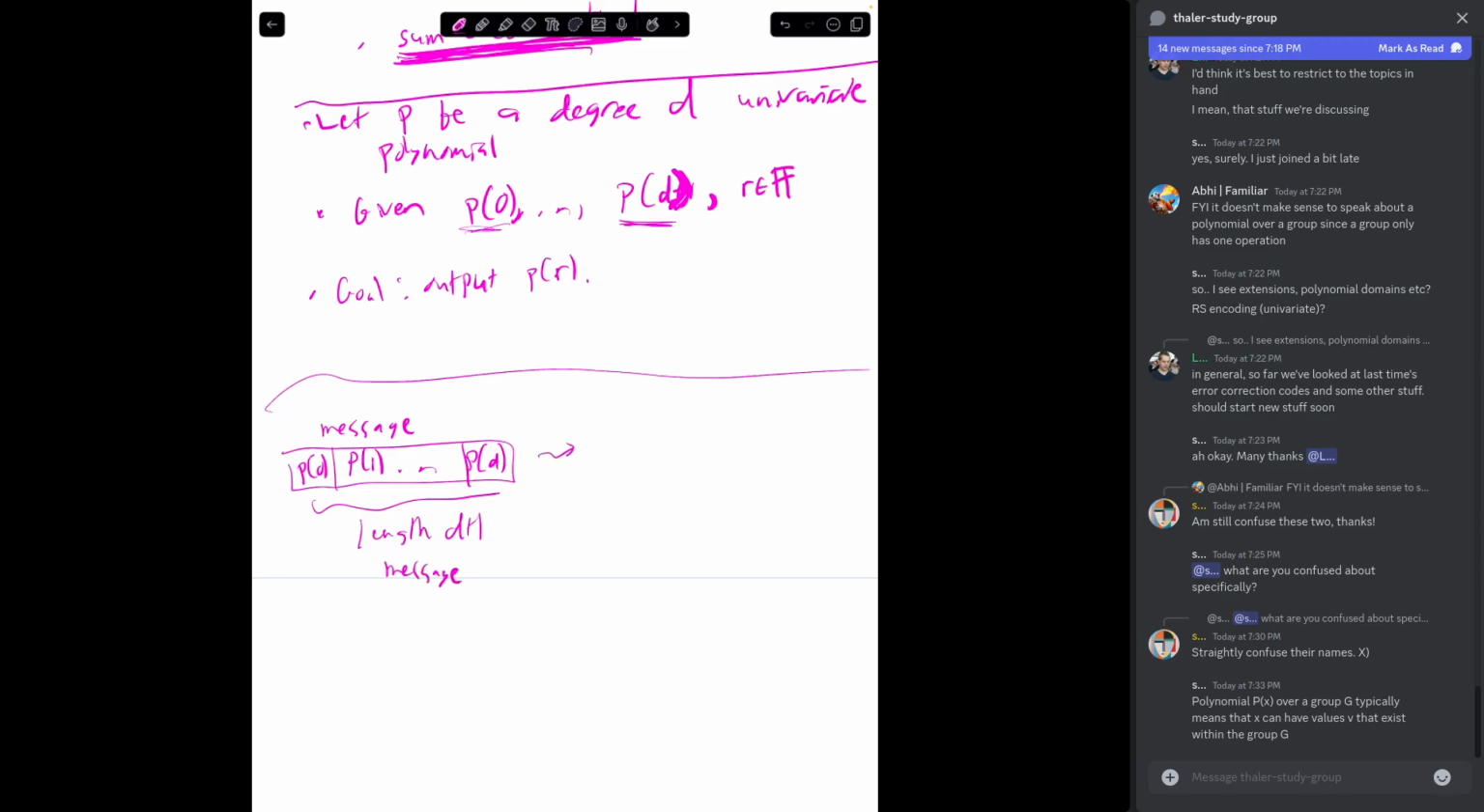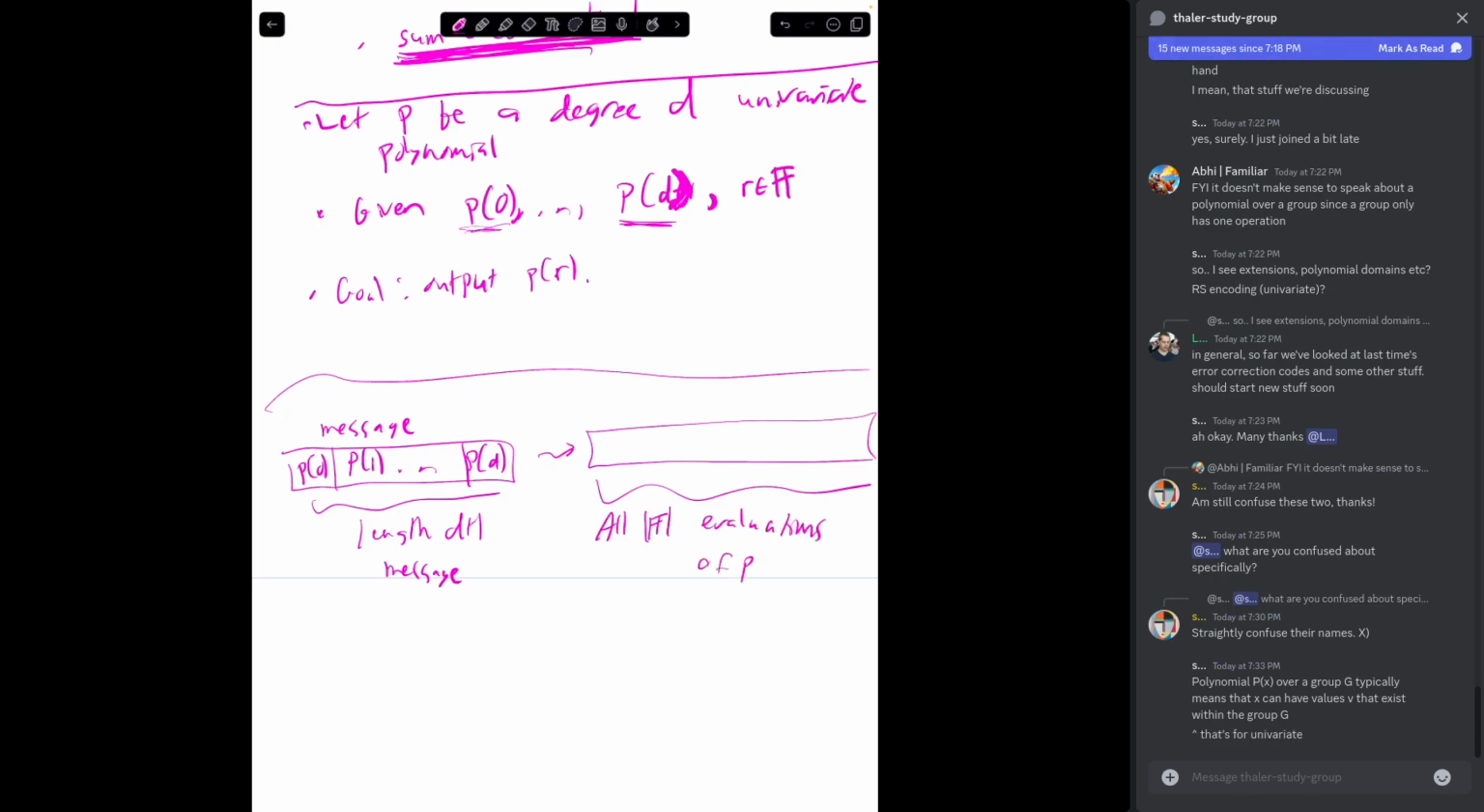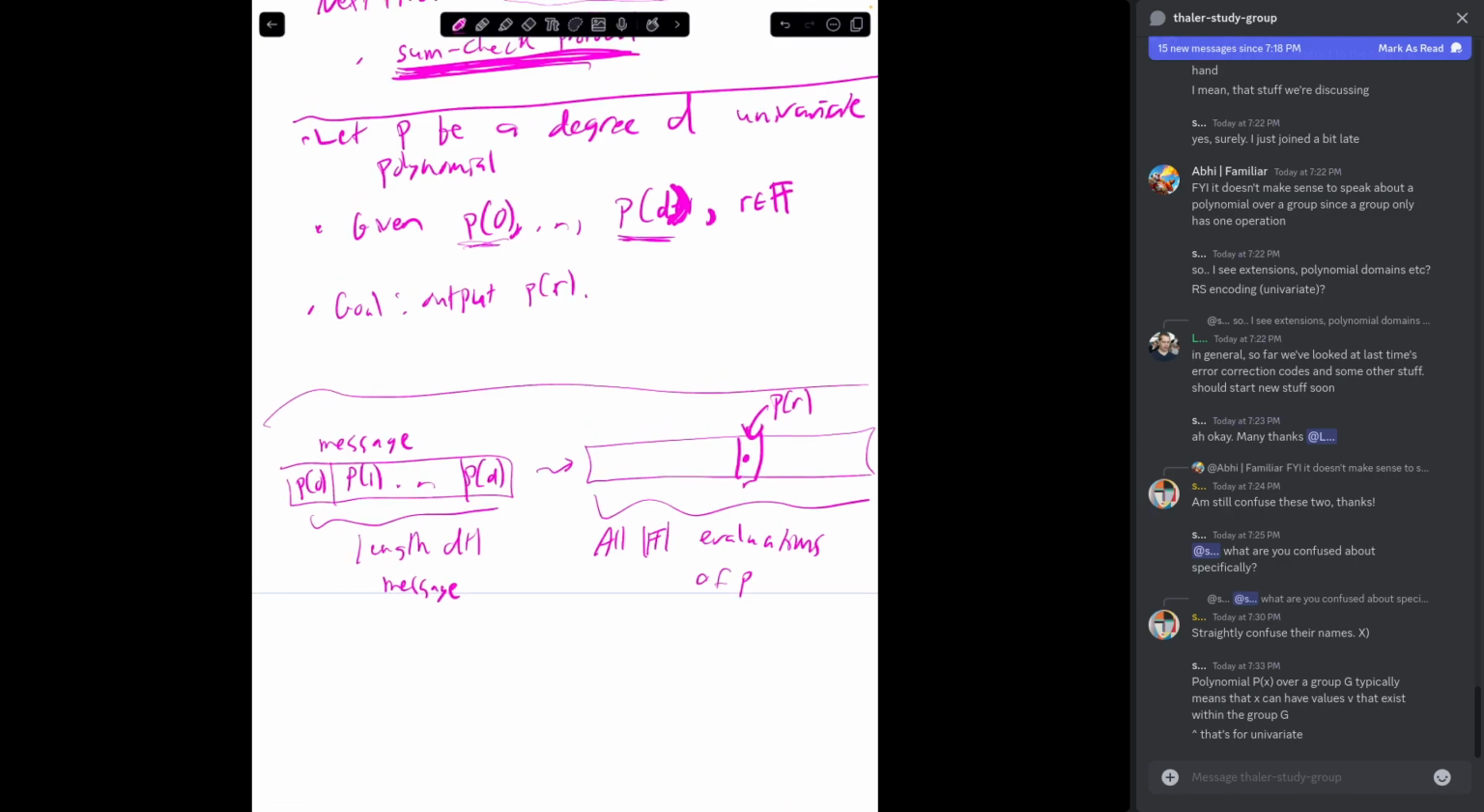And then I think of my code word as maybe all evaluations of P over the whole field. What this algorithm is doing is efficiently computing a single entry of the encoding. Okay, and so this is what's called the univariate low degree extension code. When people say Reed-Solomon code, they might or might not mean this.